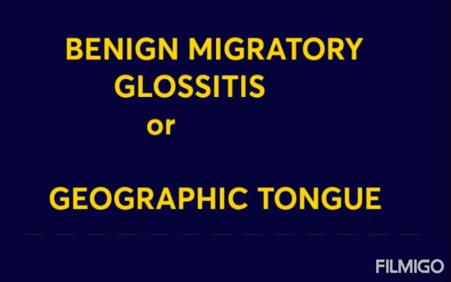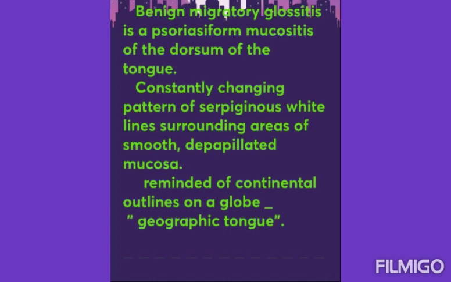Let's see about benign migratory glossitis, or geographic tongue. Benign migratory glossitis: the term migratory tells the changing pattern. And let's see why it is called geographic tongue. Benign migratory glossitis is a psoriasiform mucositis on the dorsum of the tongue.